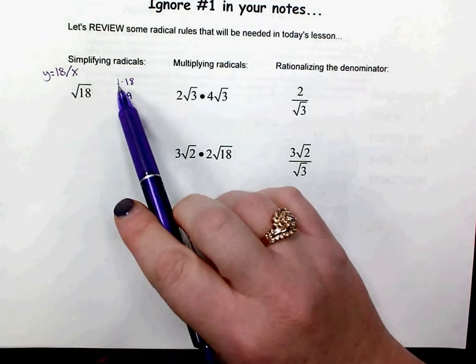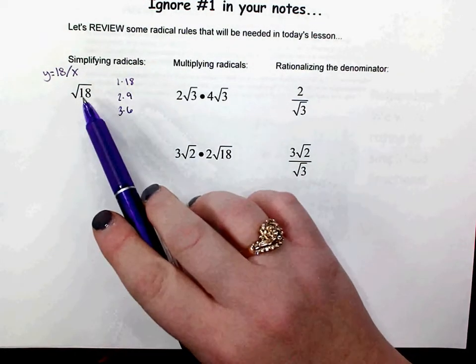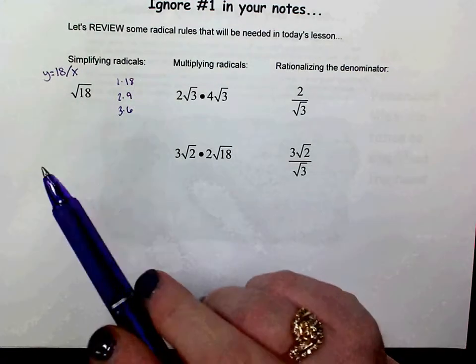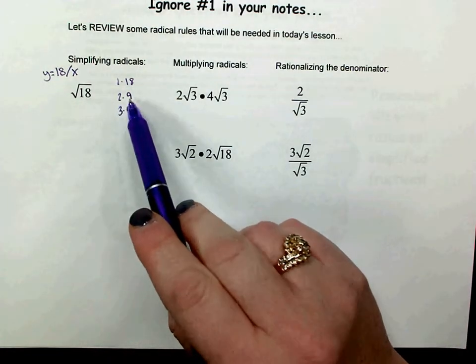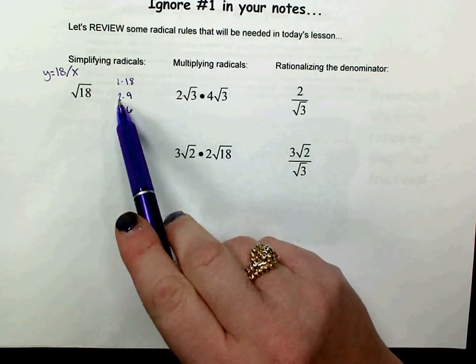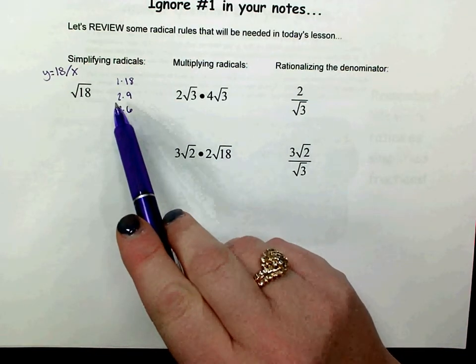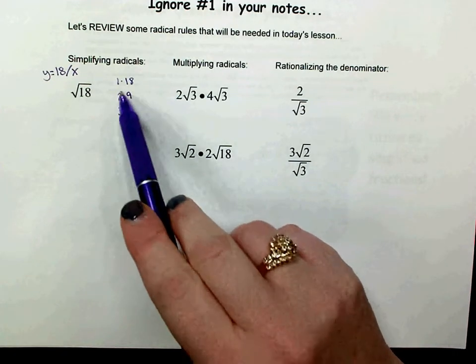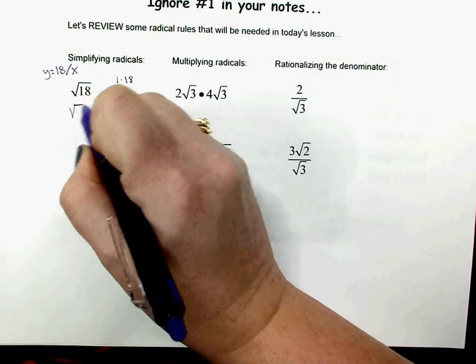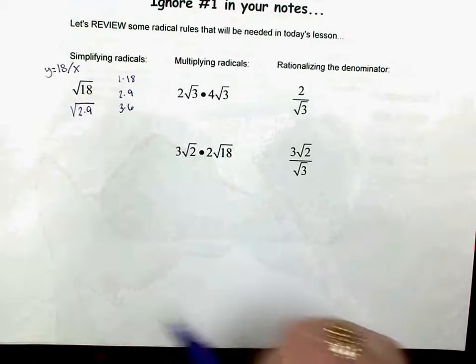So even though 1 is a perfect square, I certainly wouldn't want to rewrite 18 as 1 times 18. That's not helpful at all. That won't simplify it. So then the next factor pair is 2 and 9. 2 is not a perfect square because there's not a number that multiplies by itself to get 2, but 9 is. So I'm going to use this factor pair and rewrite the 18 underneath the radical as 2 times 9.